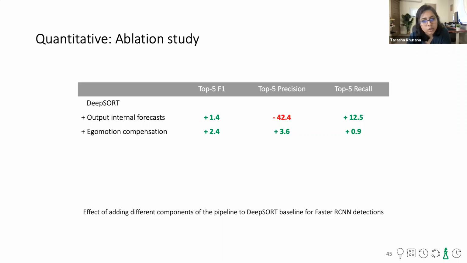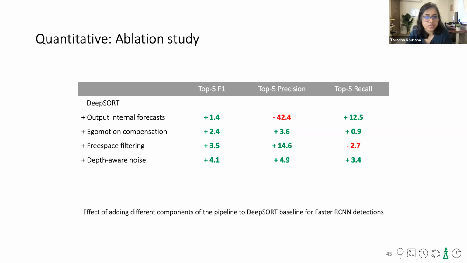So when we add ego motion compensation to this, the top 5 F1 again increases by 2.4%. And most of this increase in performance is due to the increase in precision, because now we are reducing the number of false positives. And then if we add free space filtering to this, the top 5 F1 again increases by 3.5 points. You'll see that most of this gain is because of the reduction in the number of false positives. So the precision jumps up by 14.6%, but then the filtering also sometimes reduces our true positives, because of which the recall decreases.